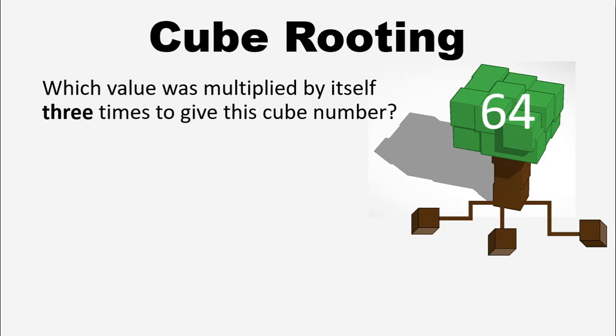What value was multiplied by itself 3 times to give this number? If you don't have your cube numbers memorized, just think of the ones you know. For example, we just did 3 cubed, which was 27. Do you know any other cube numbers higher than 3 cubed? If not, just go trying. What about 4 cubed? 4 times 4, 16 times 4 is 64. So if 64 is the same thing as 4 cubed, then the cube root of 64 must be 4. Just 4, not positive and negative 4. That's only for square rooting.